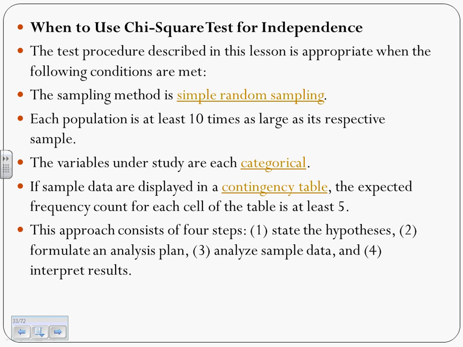Okay? So the test procedure described in this lesson is appropriate when the following conditions are met. You have a simple random sample, your variables are categorical, you have your table going on, and the expected frequencies of everything in the table are at least 5, or you could say 80% are at least 5 and all are at least 1. I'm fine with however you want to say that. Okay. This approach consists of 4 steps.